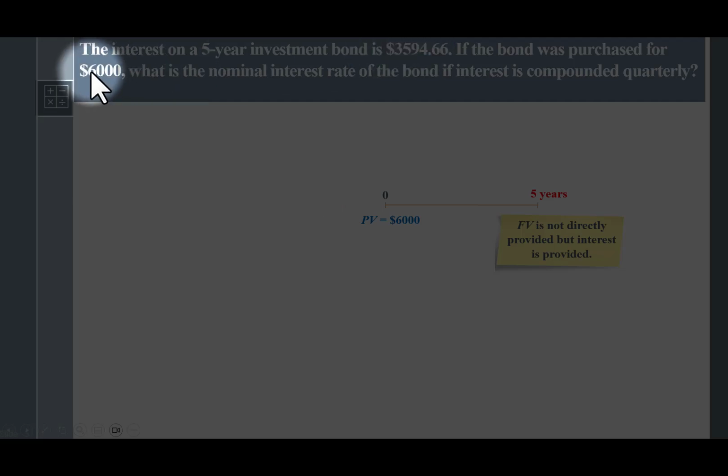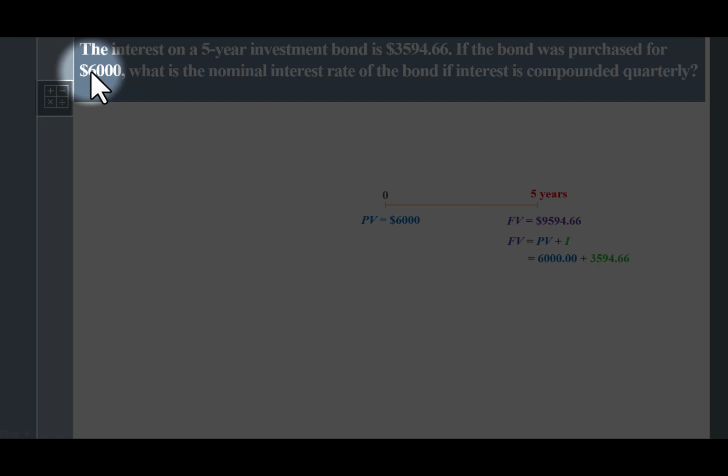Let's look at another question. The interest on a 5-year investment bond is... sorry, the interest, not the interest rate. If the bond was purchased for 6,000, that's the present value. What's the nominal interest rate of the bond if interest is compounded quarterly? Here they didn't give us the future value, they gave us the interest, which means to find the future value, I have to add the interest to the present value. Other than that, it's straightforward.